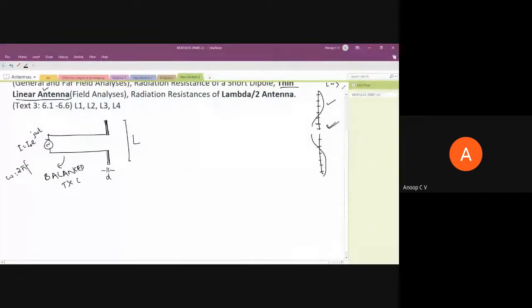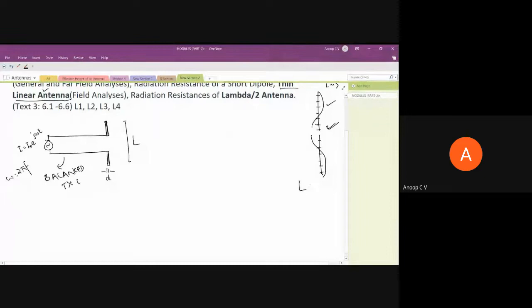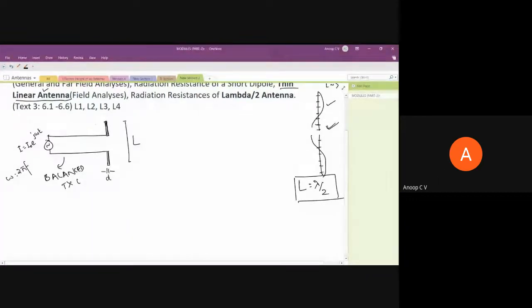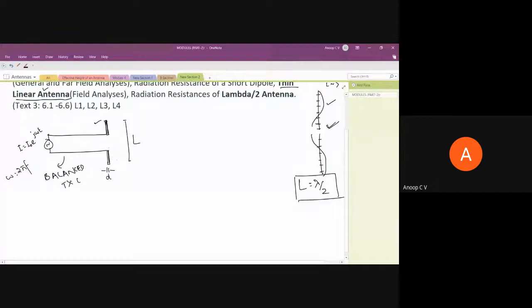I'll tell you initially why this is called a dipole antenna. We have seen if the length L is equal to lambda by 2, where lambda is the operating wavelength, that's called a half wave dipole. If L is equal to lambda by 4, that is quarter wave. So instead of having two sections up and down, if you have only the upper part and the lower part is grounded, that is called a monopole. So why is this called a dipole?